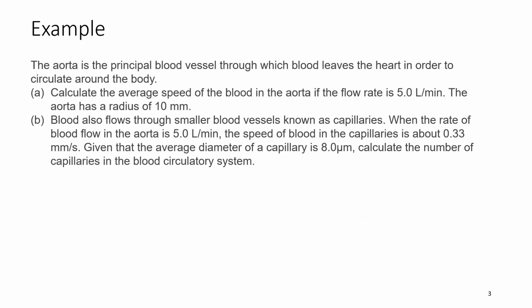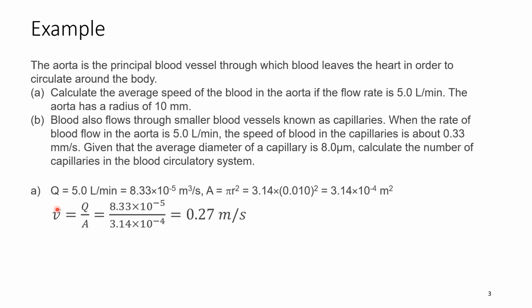Let's look at this example together. In part A, we can use the relation between flow and velocity to get the average speed of the blood. We have Q equals 5.0 liters per minute, which is 8.33 times 10 to the minus 5 cubic meters per second, and A equals pi r squared, which is 3.14 times 10 to the minus 4 square meters. So the average velocity equals Q over A, and we get 0.27 meters per second.